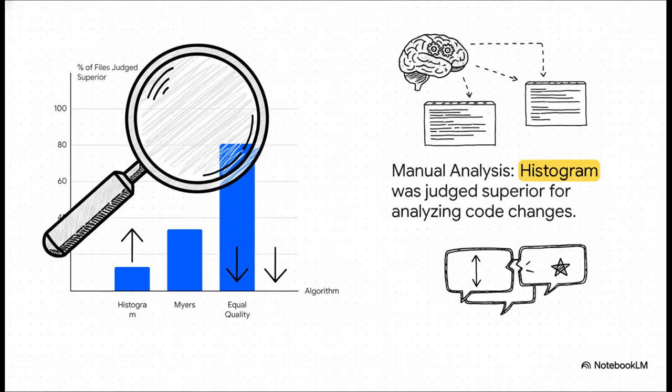And folks, here it is, the smoking gun. In that manual analysis, the human experts judged the histogram algorithm's output to be superior over 62% of the time. The default Myers was only judged to be better in about 17% of cases. I mean, it wasn't even close. For understanding what's really going on in a code change, histogram was judged to be nearly 4 times better. 4 times!